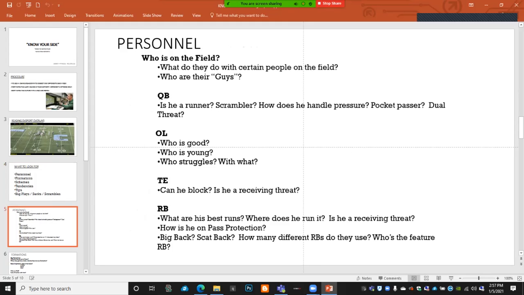For personnel, I'm going to break into this a little bit deeper. I'll get into the weeds. Who is on the field? What do they do with certain people on the field? Who are what I call their Don Juans, their guys? Who do they try to get the ball to? Look at the quarterback. Is he a guy that's a runner? Does he do a good job scrambling? How does he handle pressure? Is he a pocket passer, or is he a dual threat? It's really important to know what type of quarterback you're playing against.